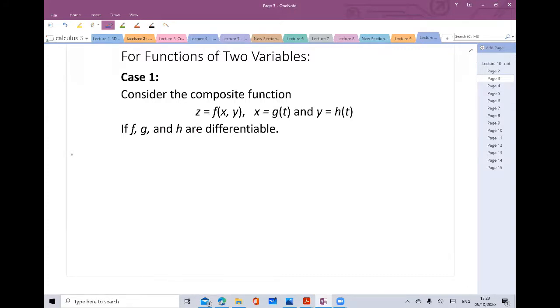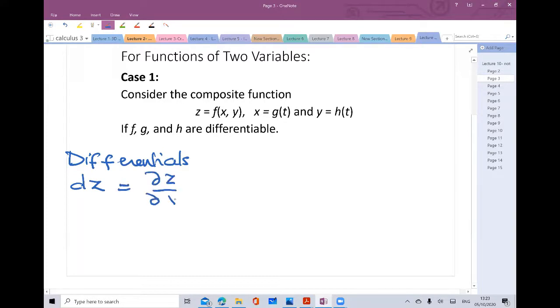From my earlier lecture, I defined the differential of a function of two variables, dz. If z is a function of x and y, then dz is partial z partial x times the total derivative dx plus partial z partial y times the total derivative dy. We had this from last lecture.